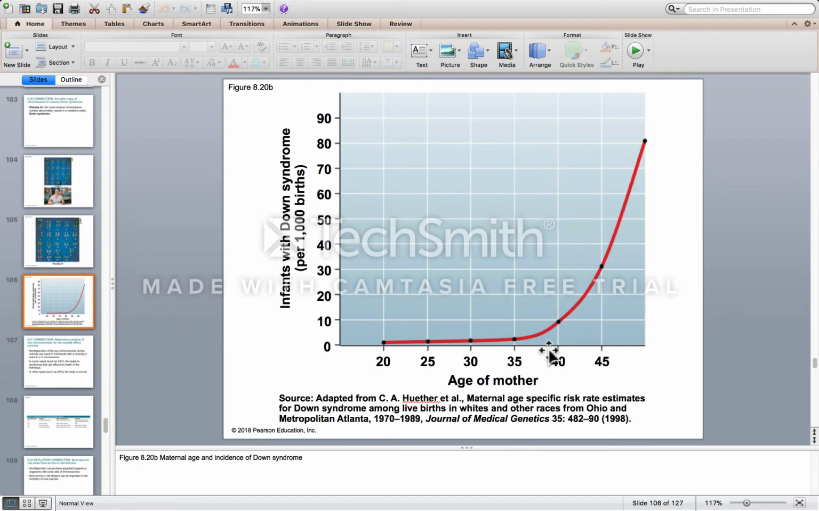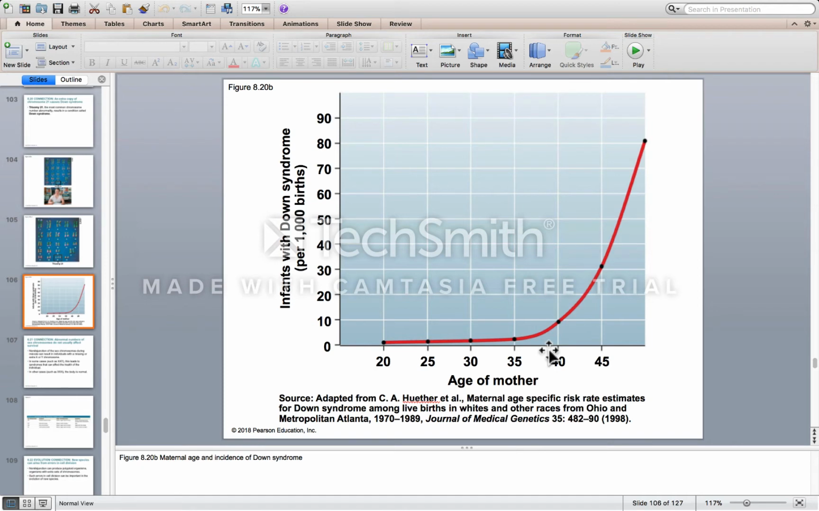So there's this age-specific risk related to the amount of live births, and this is only in whites, so Anglo-Saxon Americans and other races from Ohio and metropolitan Atlanta. So total random locations, right? 1998 was a study. We obviously have to take a look at someone from 2018.